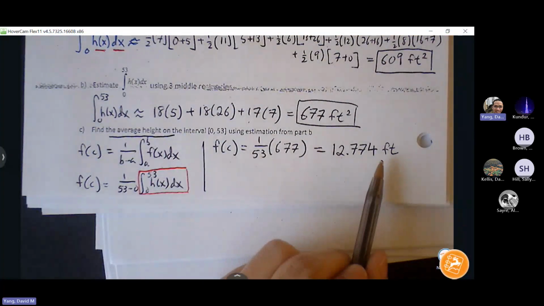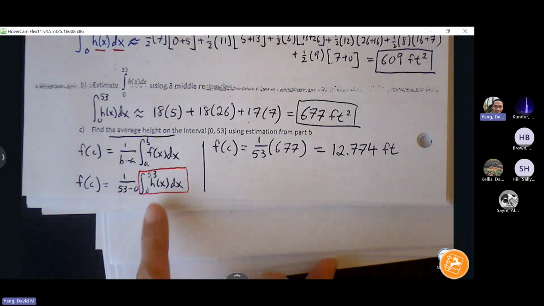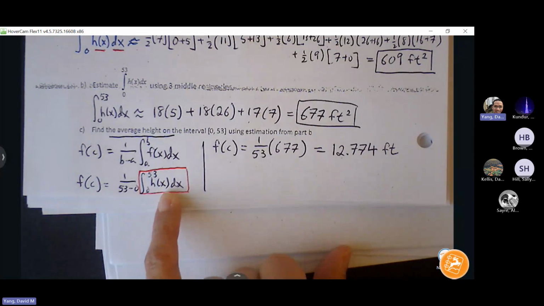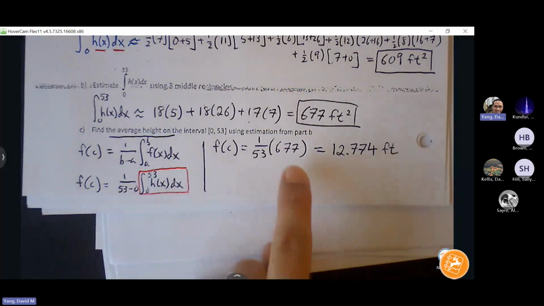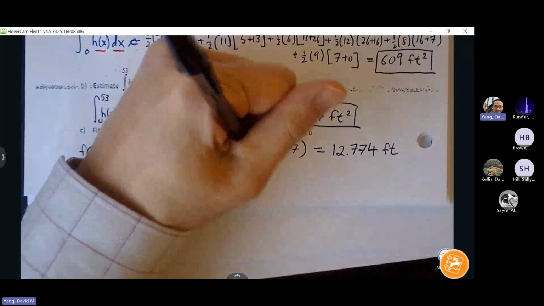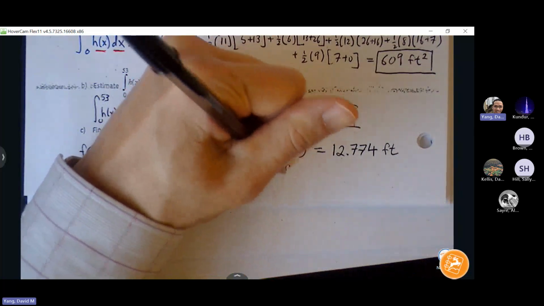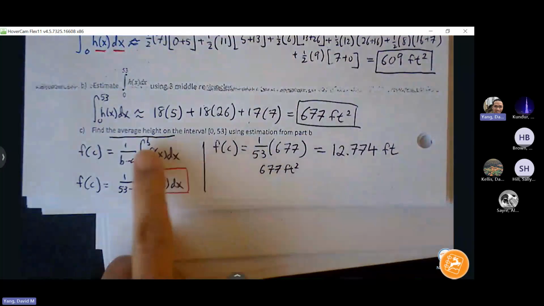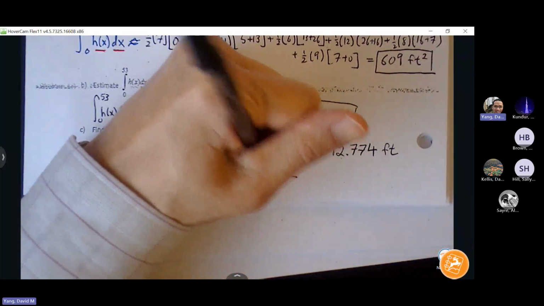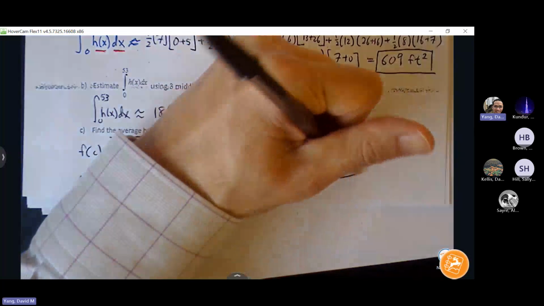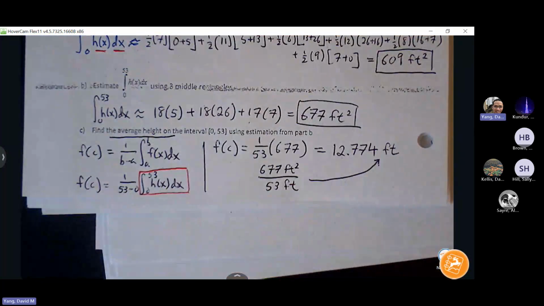So some students have asked, if we're taking the integral and it's feet squared, how come it turns into feet? The reason is that 677 is in terms of feet squared, but then we're dividing by the width, right? So we're dividing by 53 feet, and that's going to take us back to where we started. Feet squared divided by feet is feet. So this kind of problem with the table is going to look pretty much like this one.